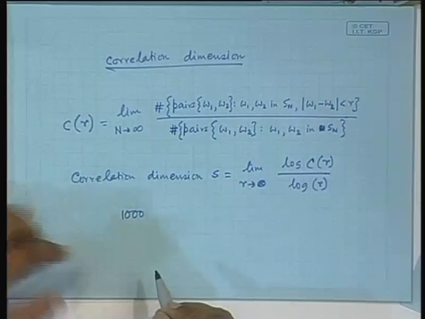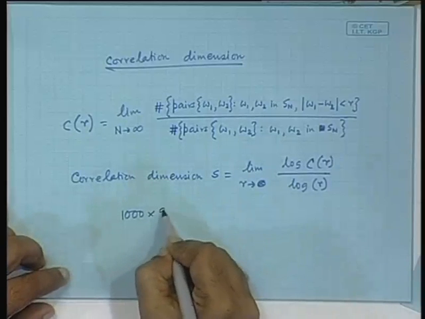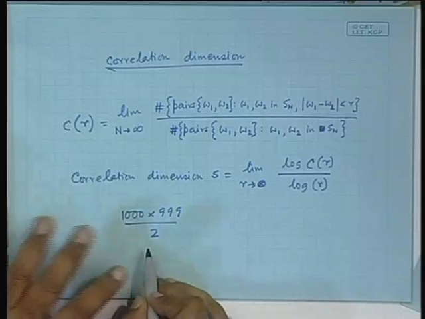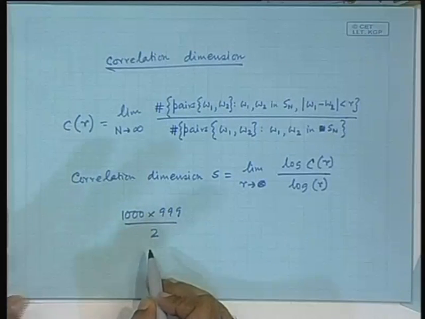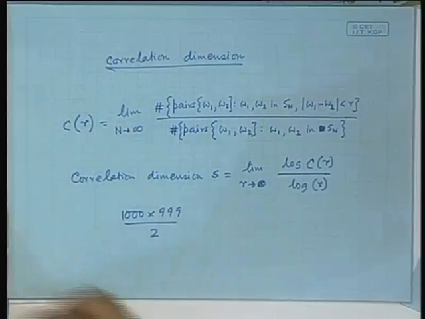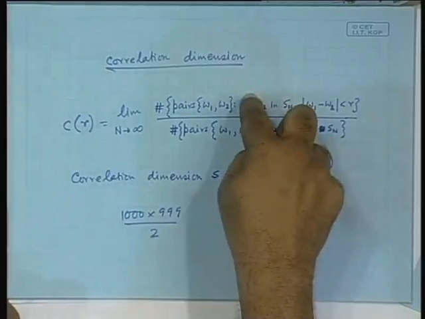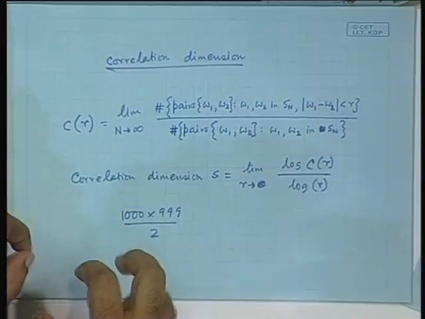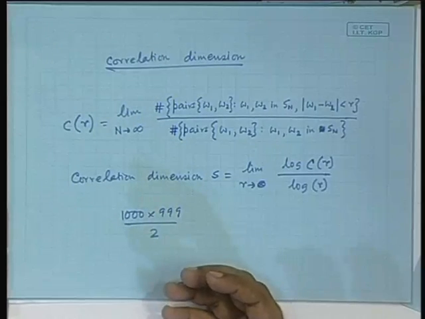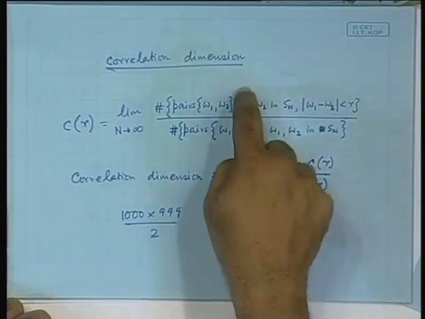There are 1000 points. From each point, how many points distance can be measured? Not itself, so times 999, one less. So these many pairs will be there. Start from 1 and find out how many are less than r. Collect them, go to the next one, find how many. So it does not require that much of memory. You simply go on measuring and putting it in a bin that counts only the numerator, that is all.